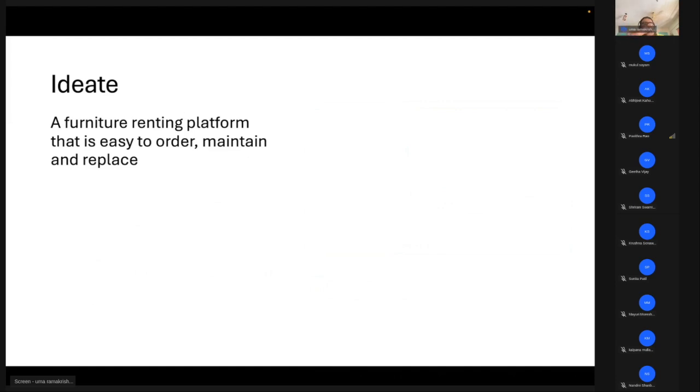So here we are assuming that we are going to start a digital platform where people can rent furniture easily, something like a subscription model. They can use the furniture as long as they're paying for the subscription, and we will do the maintenance for you. So this is our idea, right? Once we define the idea, next we start exploring user journeys, right? So I'll go to the next step.